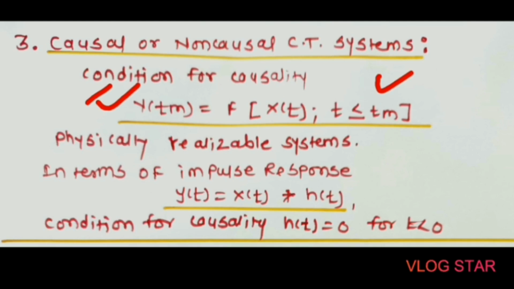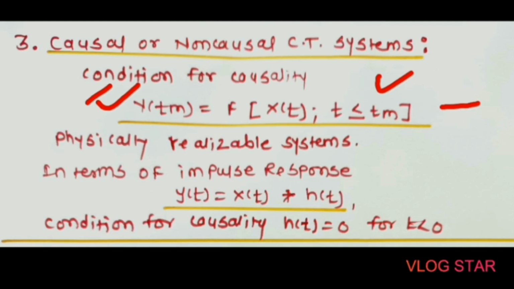So these types of causal continuous time systems are physically realizable systems, and the non-causal systems do not satisfy this equation, and hence the non-causal systems are not physically realizable.